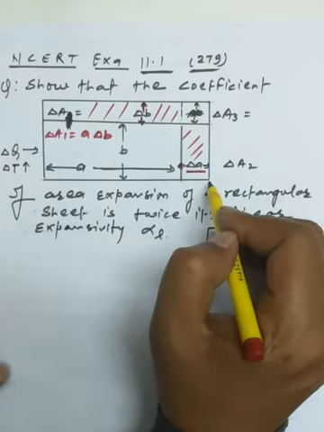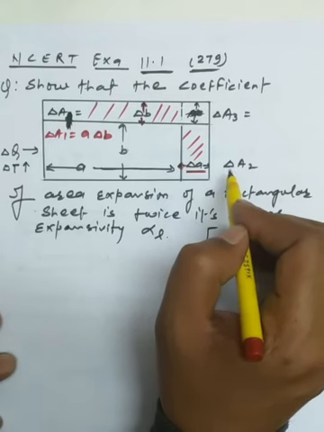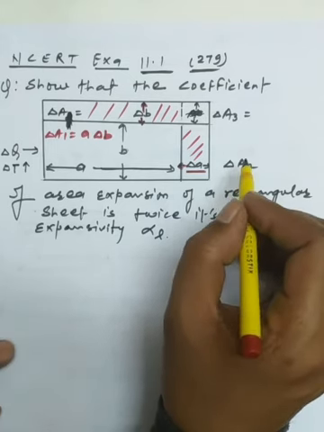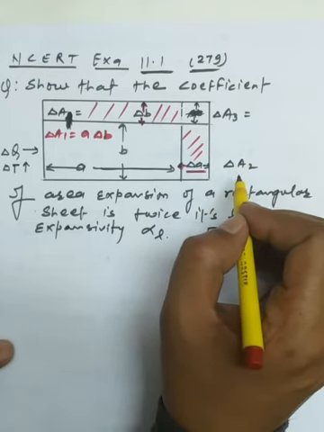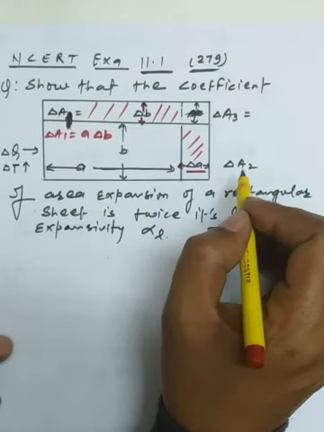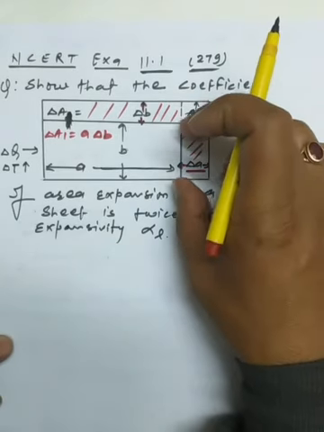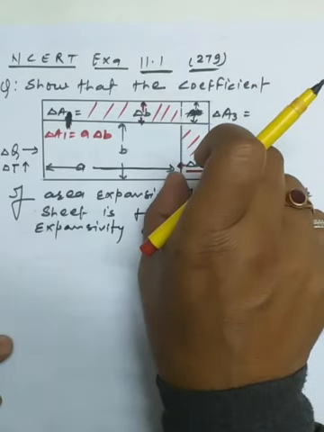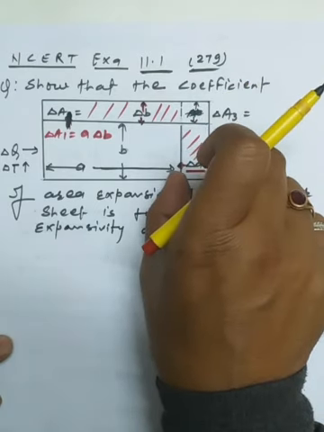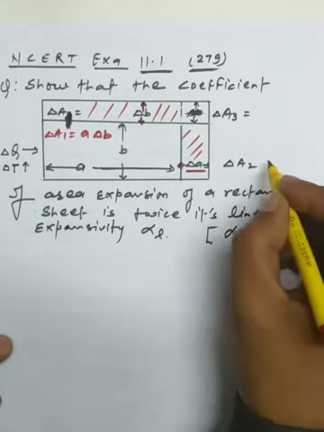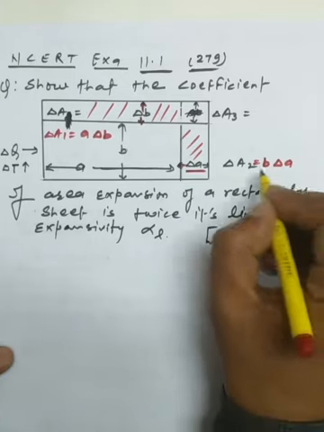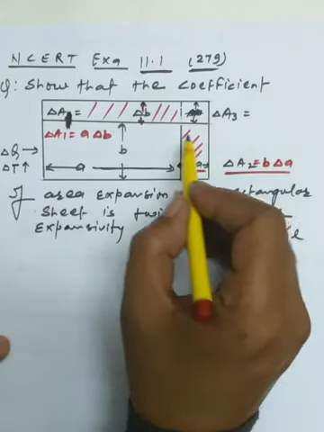So what is the meaning of A2? This is the simplest meaning of A2. The original breadth of the part is B, and the increase in length is delta A. So A2 can be stated as B delta A. This is the meaning of the section A2. This is the new section we have.